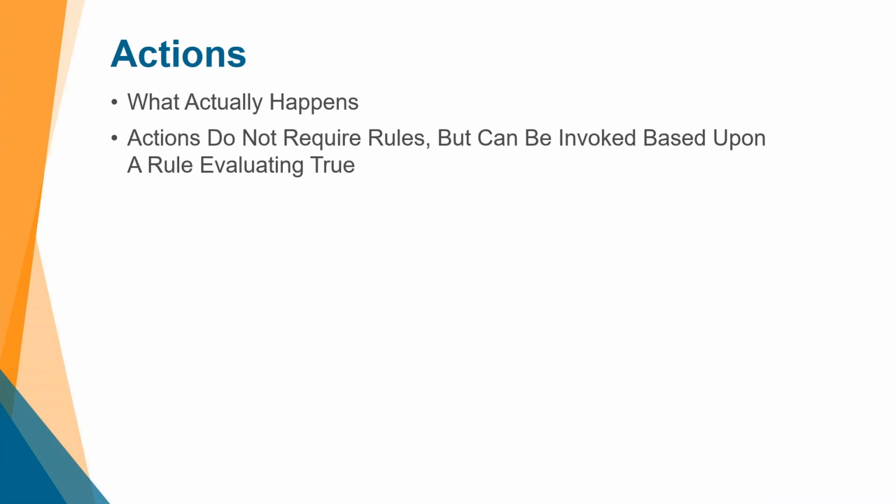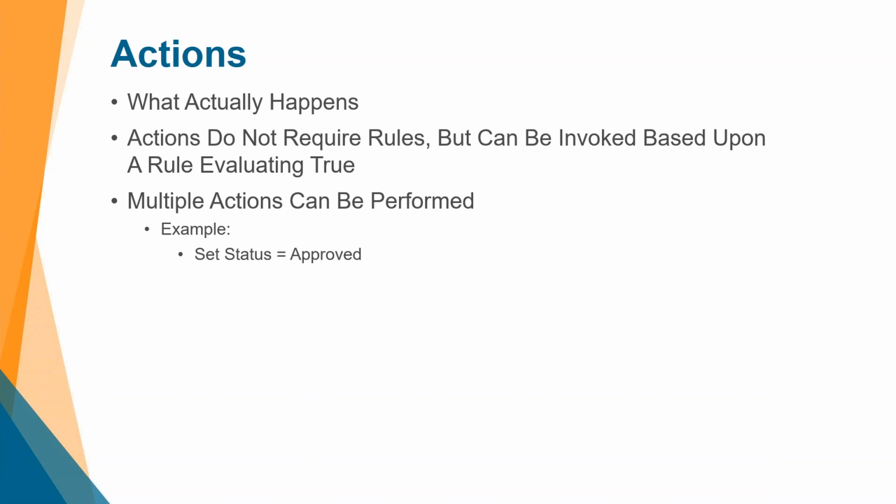Now, given actions don't require rules. We could actually have an action performed right behind a button click or when the document comes into the system. But again, we can invoke that based upon a rule evaluating true. And there can be multiple actions performed automatically by the system when either, again, somebody invokes it manually or when a rule evaluates true.